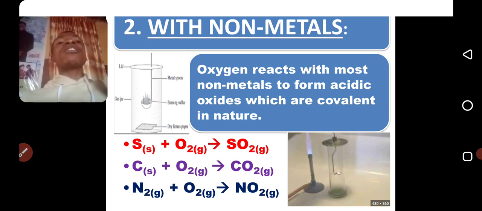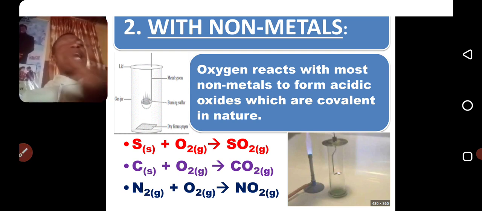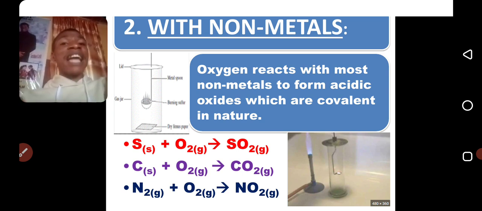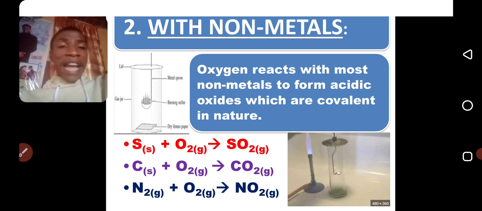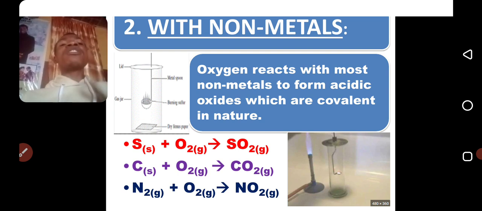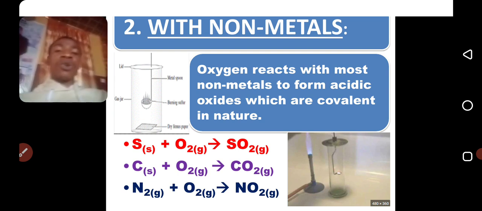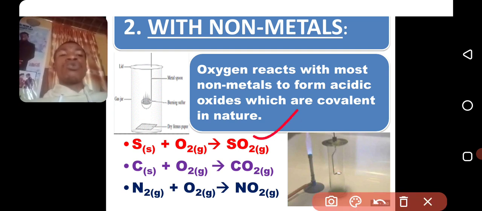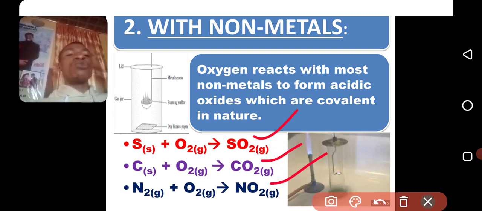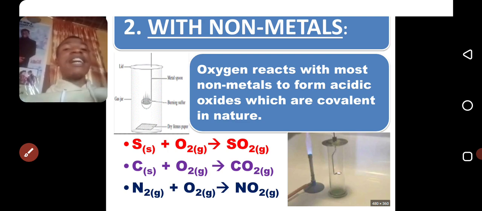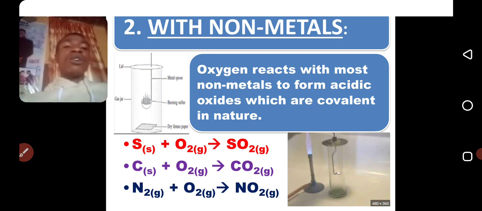These non-metallic oxides are usually acidic oxides, just like metallic oxides with metals are basic oxides. Non-metallic oxides are acidic oxides and they are covalent in nature. Examples are SO2, CO2, NO2. They are all acidic oxides and they are formed when non-metals react with oxygen.